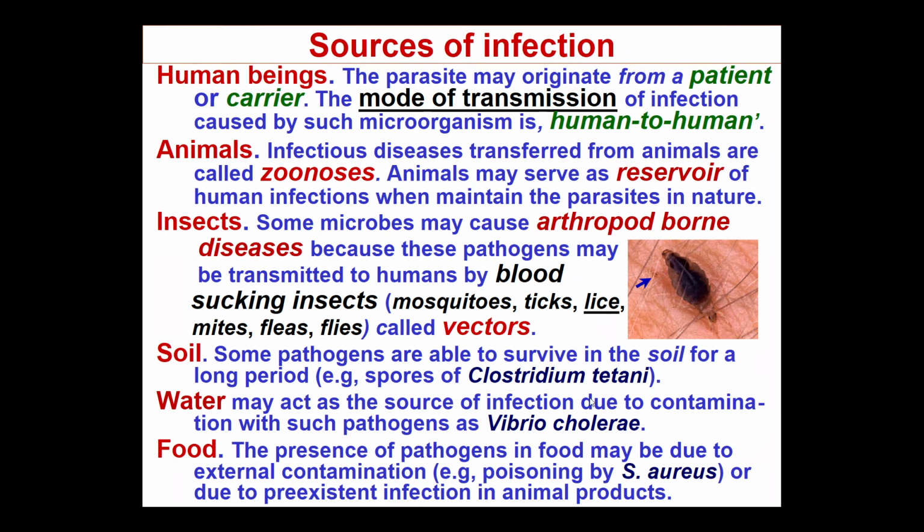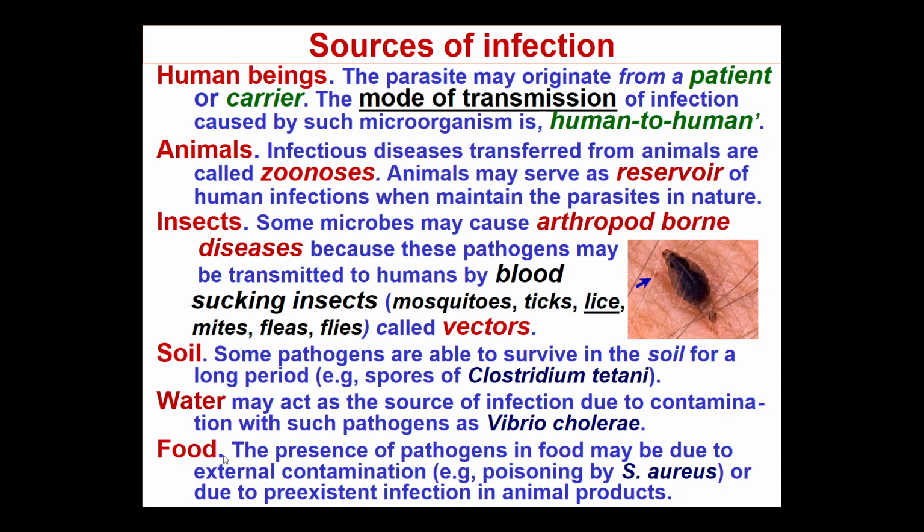Soil. Some pathogens are able of surviving in the soil for a long period of time. Water may act as a source of infection due to the contamination with such pathogens as Vibrio cholera. Soil, for example, is a place where Clostridium tetani may replicate in the warm climate, causing tetanus. I told you about tetanus toxin before. Vibrio cholera also, we tried to characterize the mechanism of activity of Vibrio cholera exotoxins. For Clostridium tetani and Vibrio cholera, exotoxins are the main, most important virulence factors.